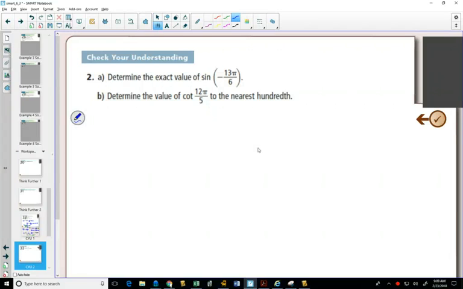Okay, so 2a is going to be after our pi plate, so we're just going to do 2b right now, and it is a calculator question, and it says determine the value of cotangent of 12 pi over 5. Well, a couple of things.